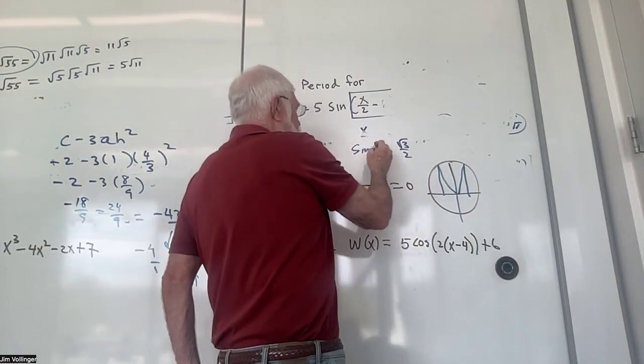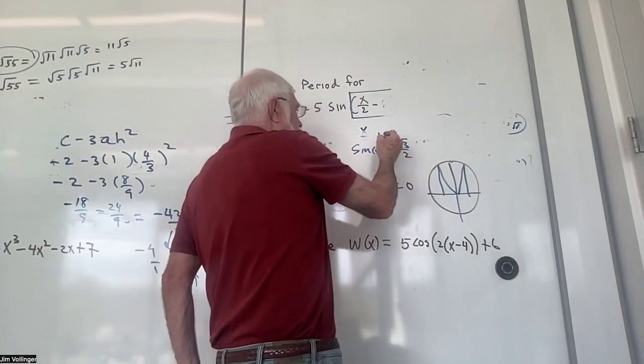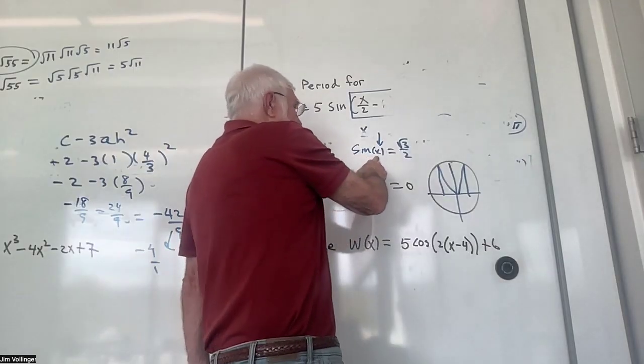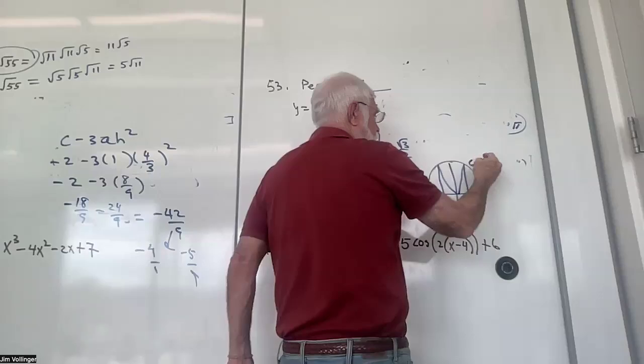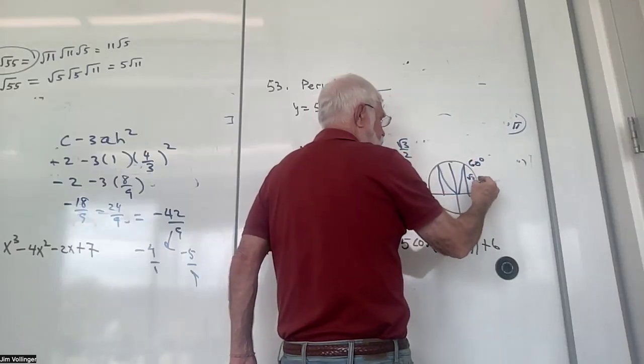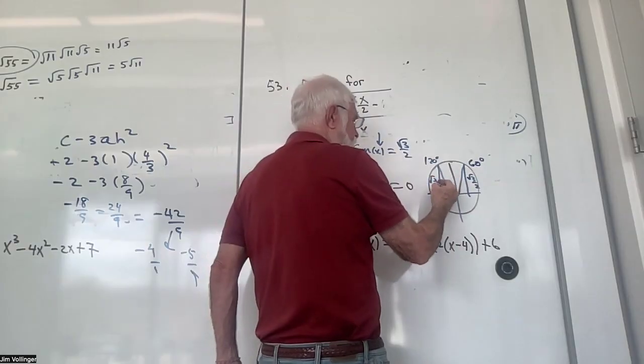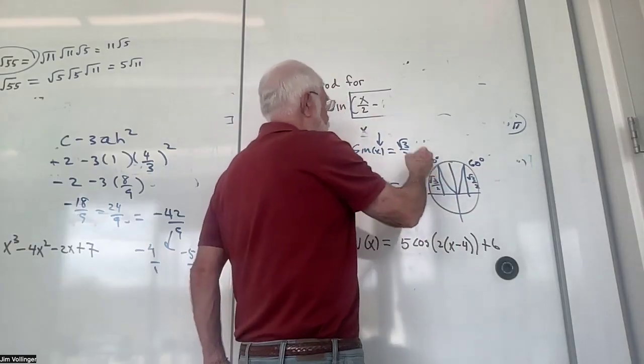And the sine function equals √3/2. Again, we keep talking about what does that stand for. In this case, I'll do degrees. At 60 degrees, I get √3/2. And at 120 degrees, I get √3/2. Those are your two answers.